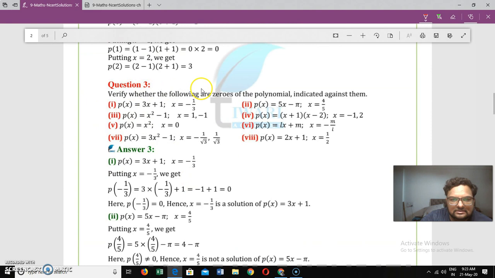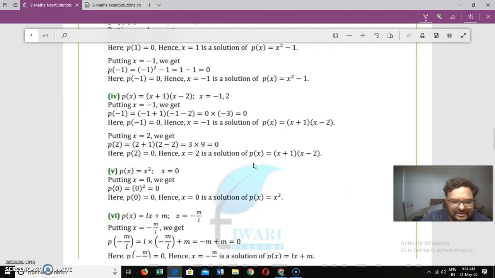Let's go to question number 3. Verify whether the given zeros are the zeros of the polynomial indicated against them. These are the questions, and against them means here the value of x is given. We have to check whether this value of x satisfies this equation or not. Similarly, here the x value is 1 by 2, we have to check whether it satisfies p of x or not. If it satisfies, it means it is the 0 of the given polynomial. Let's check the 8th one. I'll do the 8th one. So here is the 8th one.